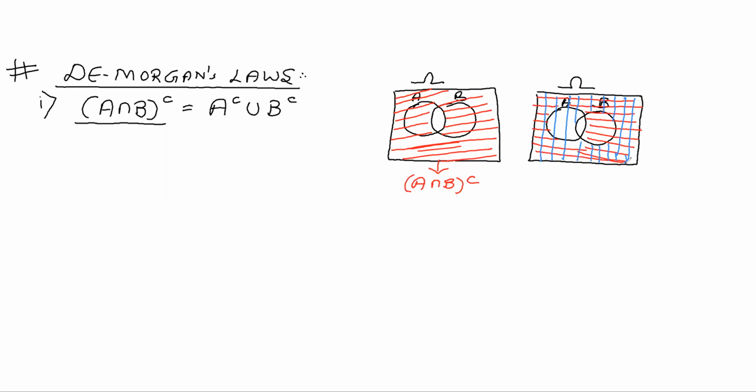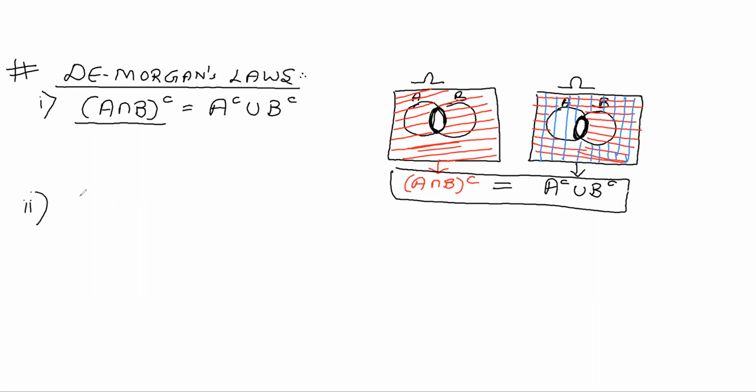So if I take a union of them, what will that mean? The union will include the red color also, the blue color also. That means all the area except this area. So this is nothing but A complement union with B complement. You can see the two are exactly equal, because on the left hand side only this area is not shaded, and on the right hand side also this area is not shaded.